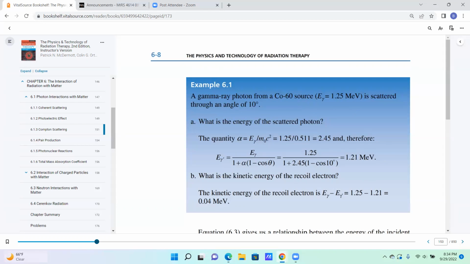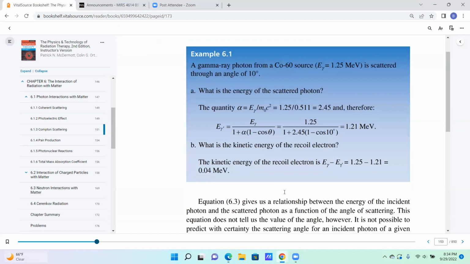So what is the kinetic energy of the recoil? The kinetic energy of the recoil electron is going to be the difference between the two, because that's where the energy went. And so it's 1.25 minus 1.21, or 0.04 MeV.